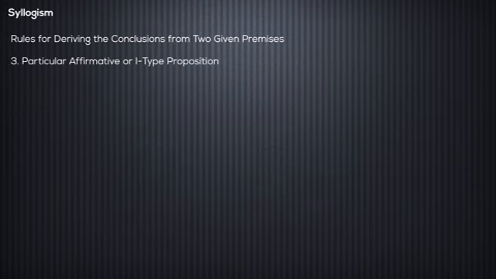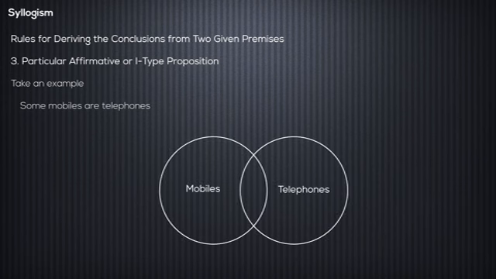Particular affirmative or I-type proposition. Take an example. Some mobiles are telephones. In this type of proposition, subject and predicate have something in common. This implies that in I-type, neither subject nor predicate is distributed. We can see it graphically as given in the figure.